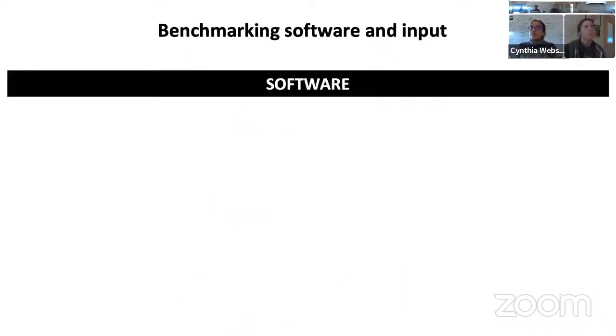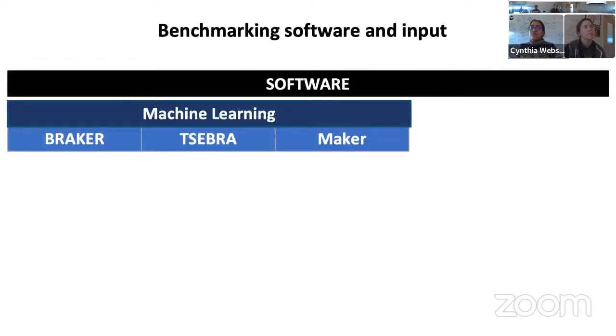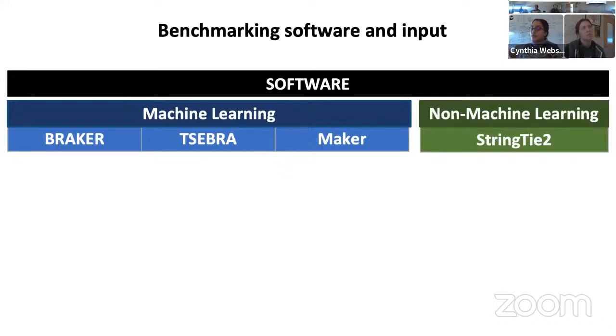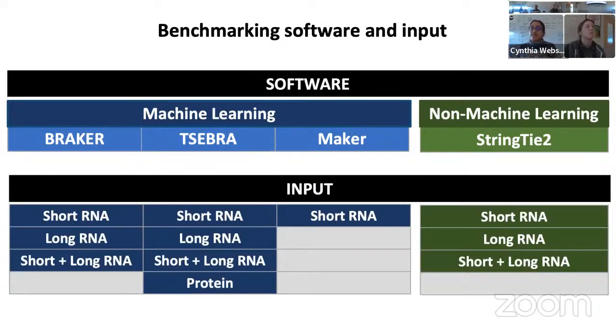So essentially what we did was we benchmarked softwares and different inputs to these softwares. We compared softwares that use machine learning models, that are BRAKER, Zebra, and MAKER, to tools that are non-machine learning models, like StringTie. We also assessed varying combinations of input reads. For example, we used a mix of only short read RNAs, and we also used long read RNAs. We used a combination of short and long read RNAs, as well as proteins.